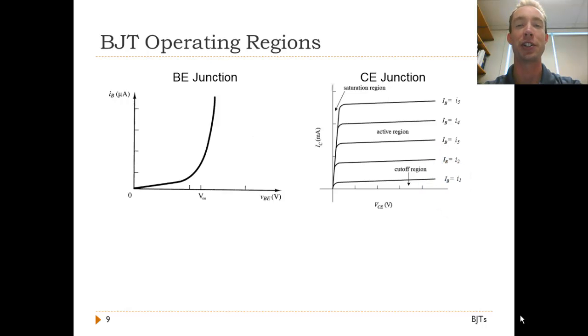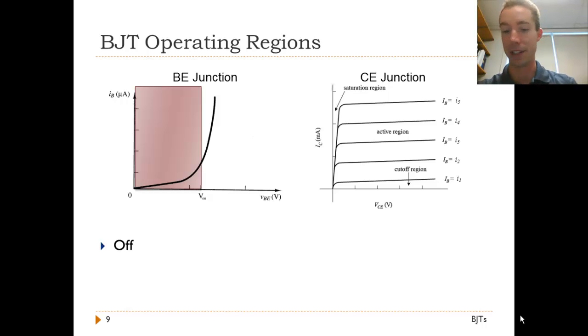Starting with the base emitter junction on the left, if the voltage across the junction is less than the threshold voltage of the junction, then the depletion region between base and emitter still exists, and no current flows either from base to emitter or collector to emitter. This is known as the off operating region. The transistor is in the off region whenever VBE is less than VT, regardless of the collector-emitter voltage.